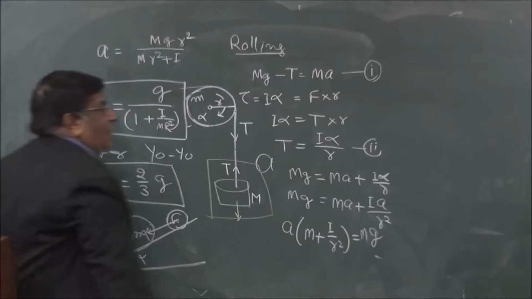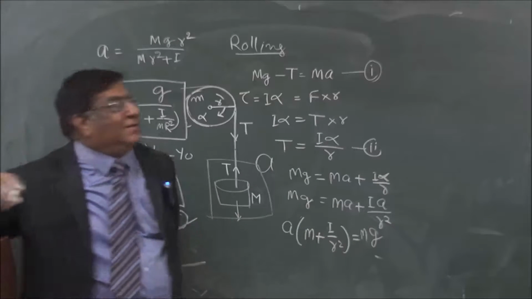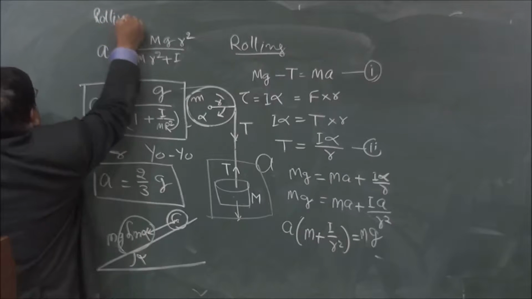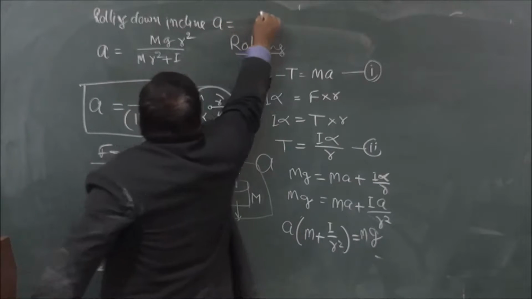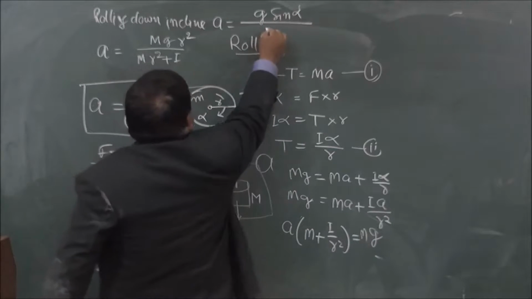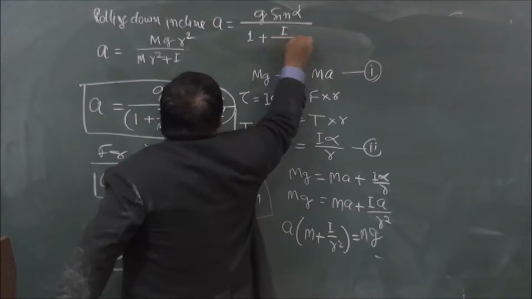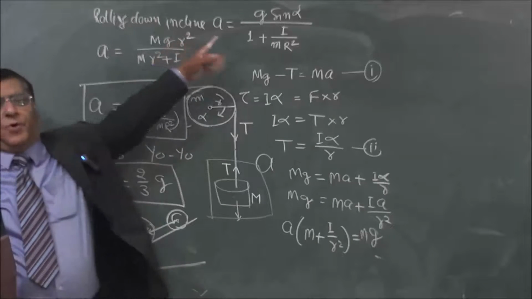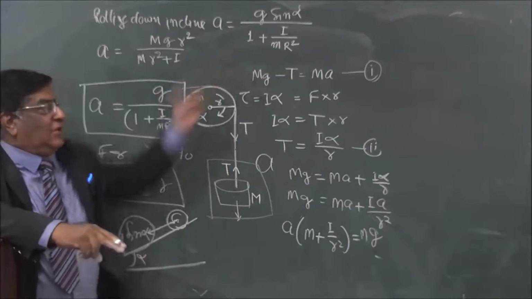So please write down, make this example. Title: a body rolling down an incline. This is the acceleration of a body which is rolling down at an angle alpha. The numericals are asked for this, not for this.